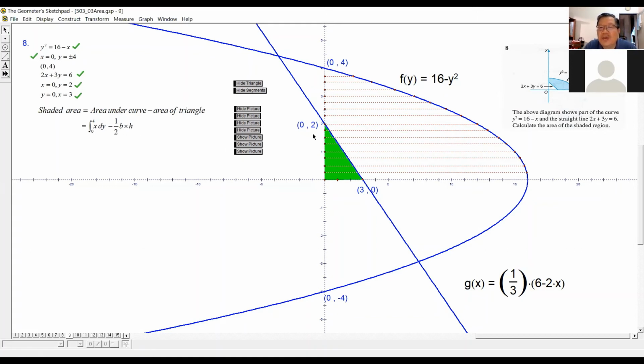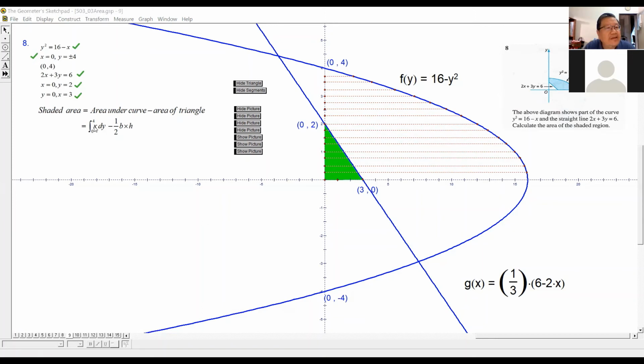Now in your textbook, they say you have to integrate this line. You want to integrate this line, it is more difficult. You use the area of a triangle, use half base times height, is easier. But sometimes you may need to integrate the second line. I will show you in the last example afterwards.